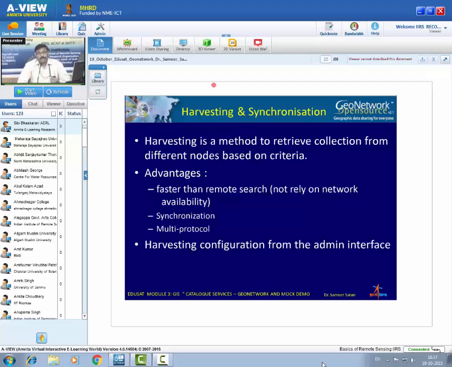So I was telling you about the harvesting. Basically it is a method to retrieve collections from different nodes based on criteria. The advantage is that it is faster than remote search.